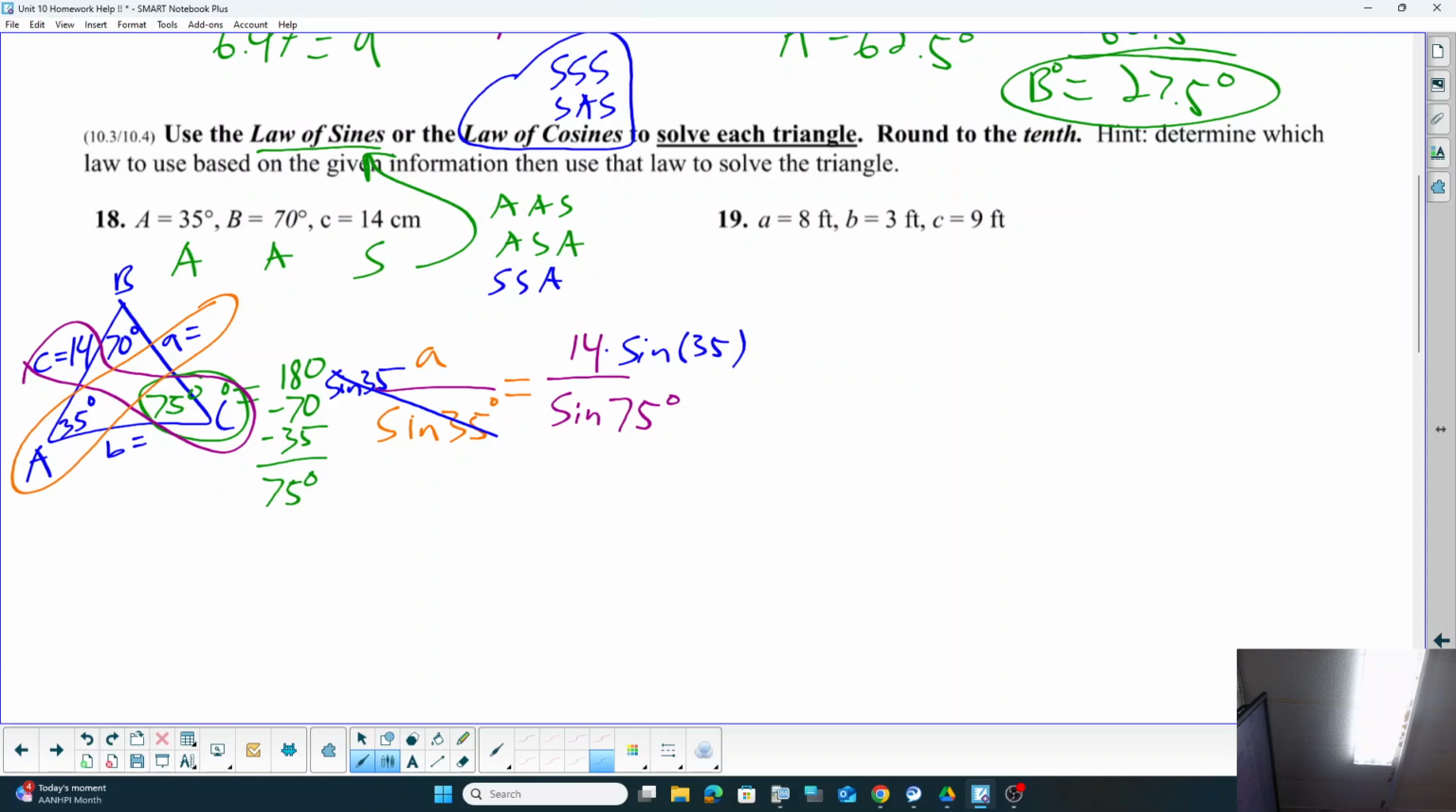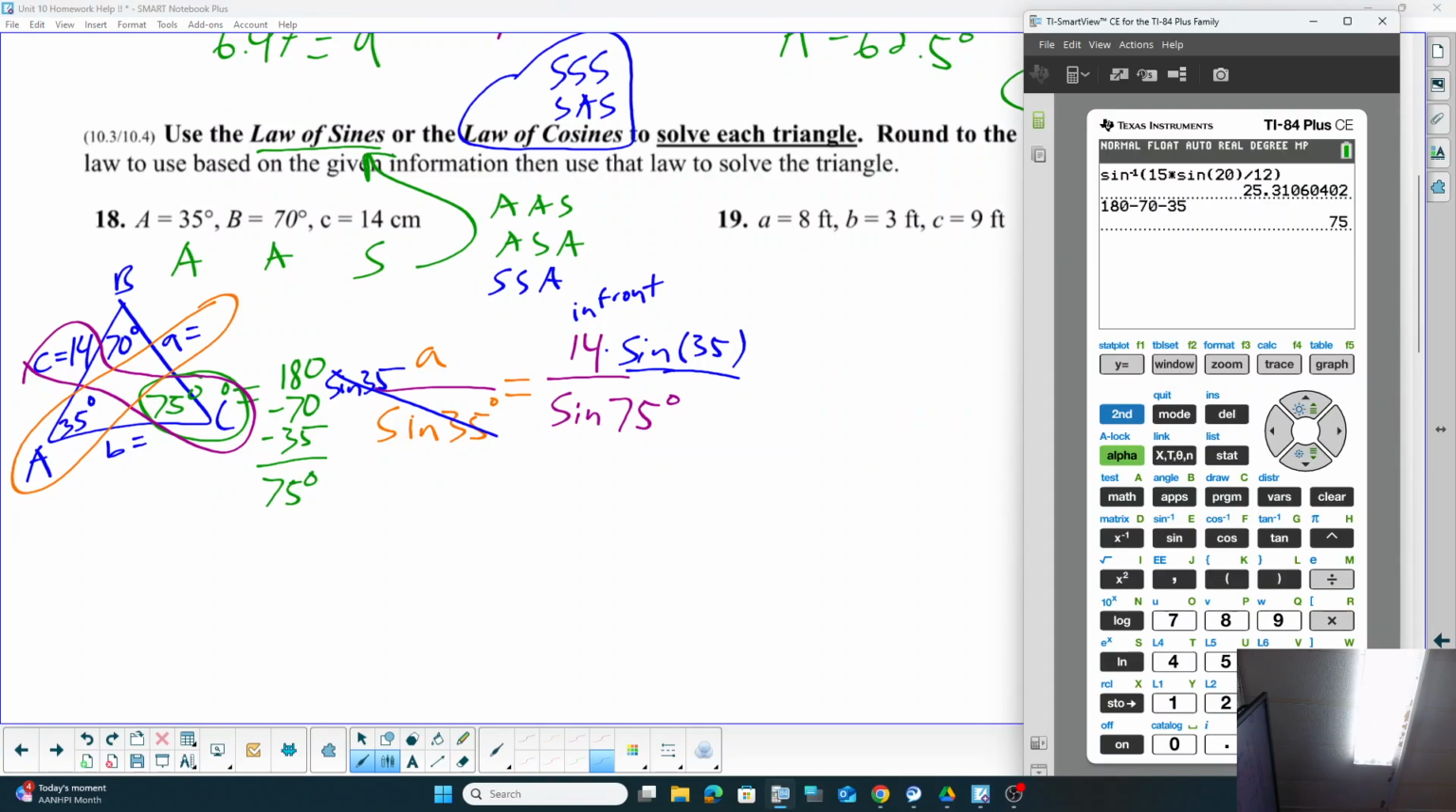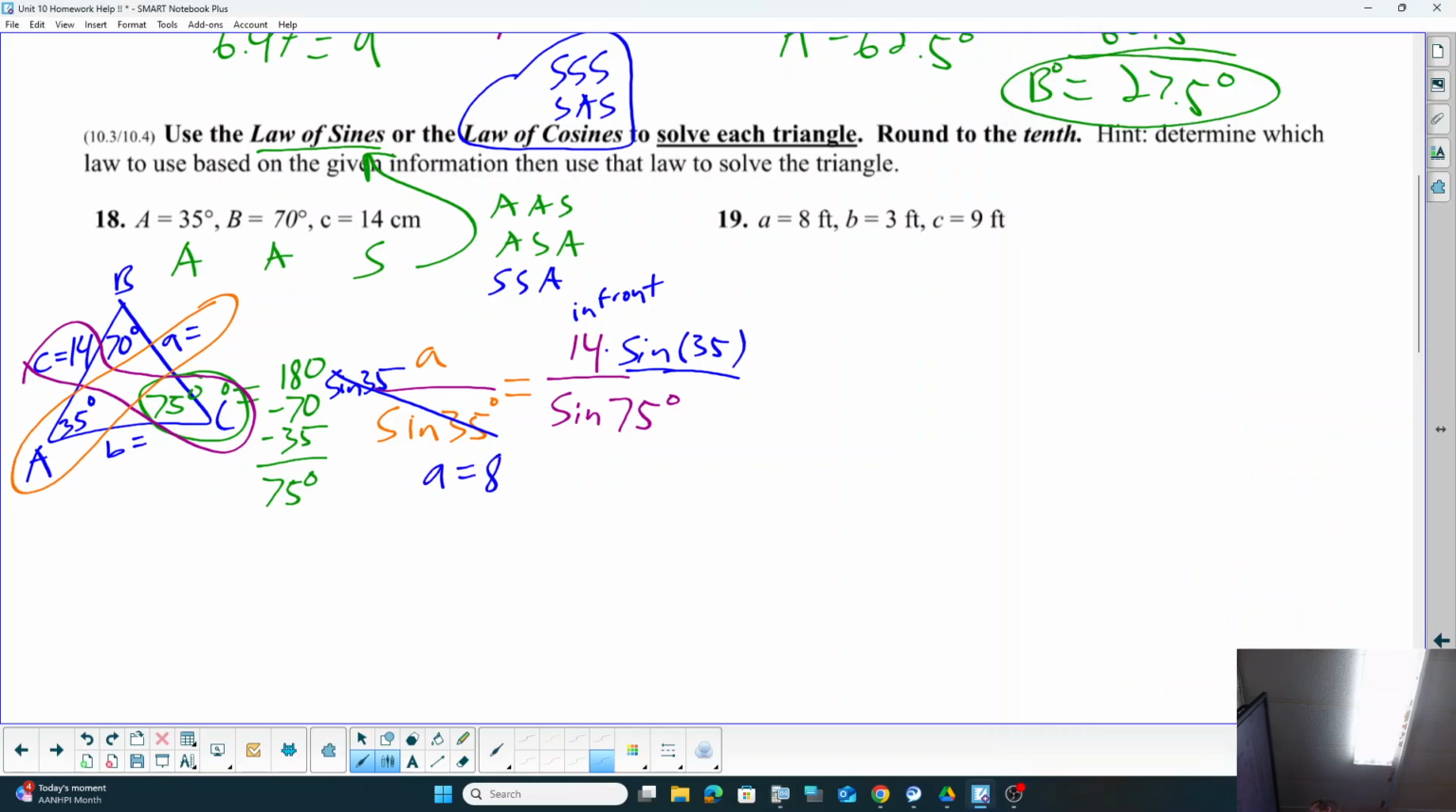And go ahead and put the 14 in front. So put the number in front and then the sine of the angle, just to make it easier. So now that's it. What's little a? We go 14 sine 35, close parenthesis, divided by sine 75. And so that's going to be 8.31. So we get little a is equal to 8.31, which in this case will be 8.3 because we round to the nearest tenth.